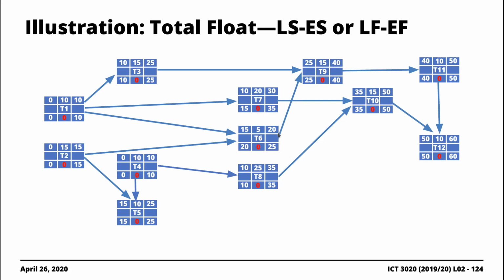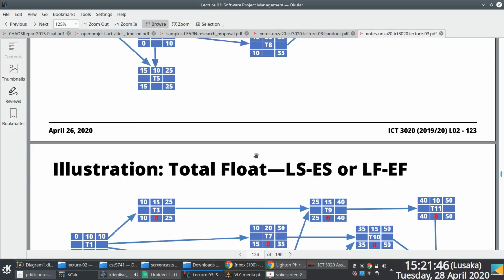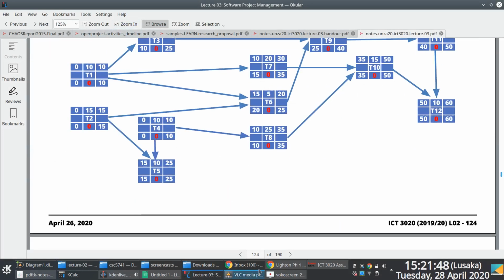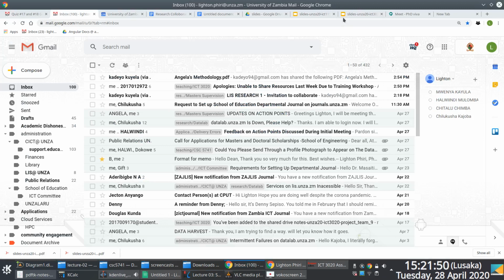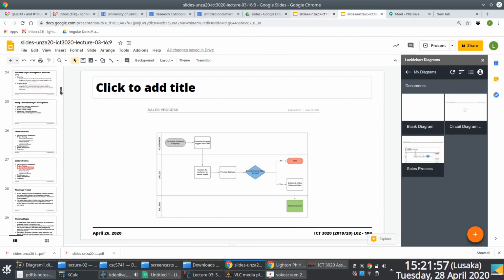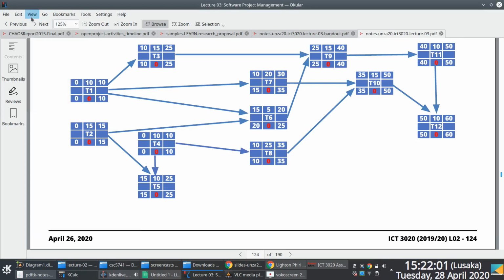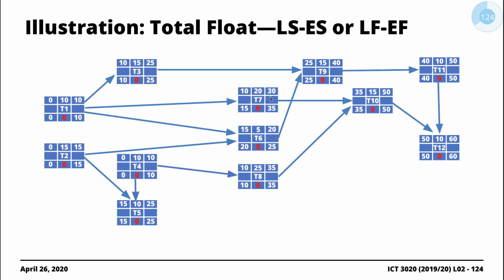I am so sorry, there's a bit of a mistake here. If you notice, I do apologize. There are some values that are not supposed to be 0. I'll have to change this at some stage. I will, actually. That's besides the point. If you look at some of these activities, like activity T7, for instance, 15 minus 10 is not 0, it's 5, right? So these will need to be changed. 25 minus 20 is 5, not 0, right?